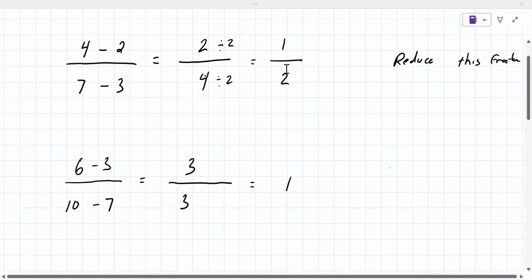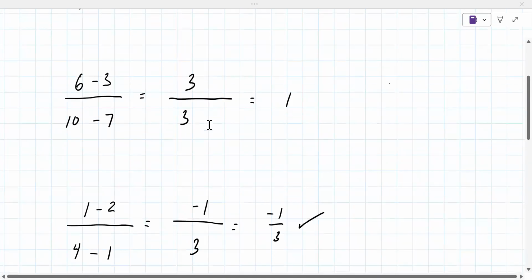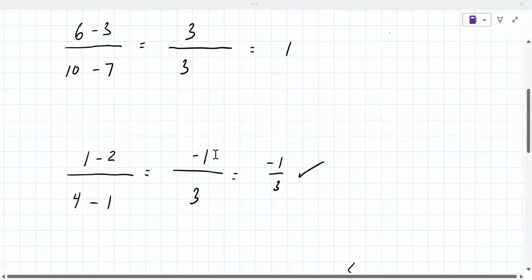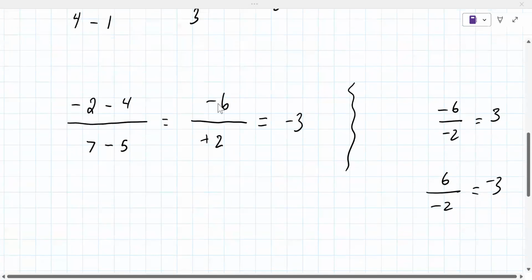I've given you the most basic example: two positive numbers that divide. Then I introduced the negative. Then I introduced a negative over a number that divides in.